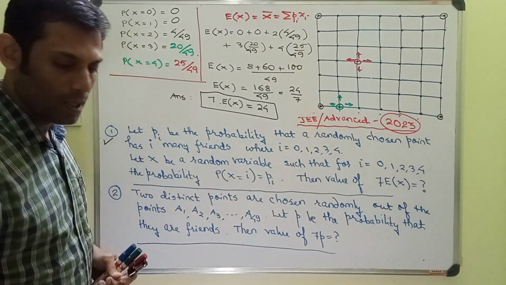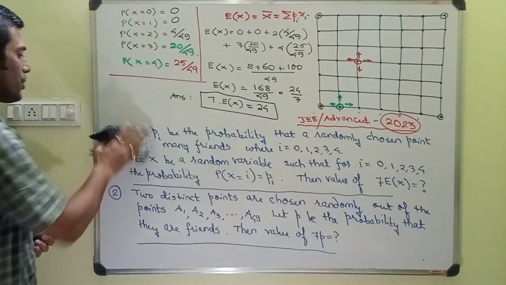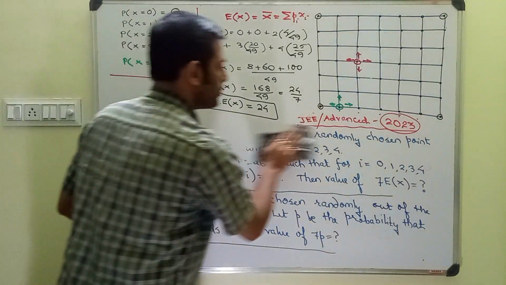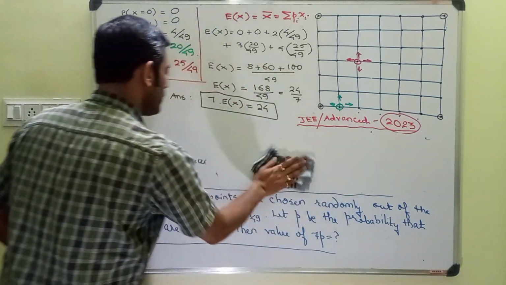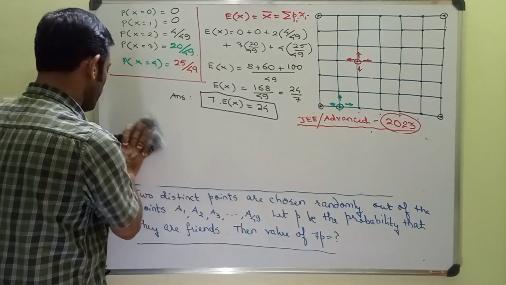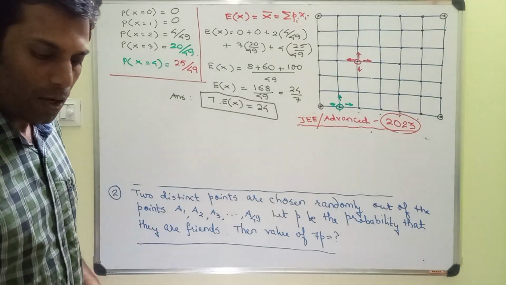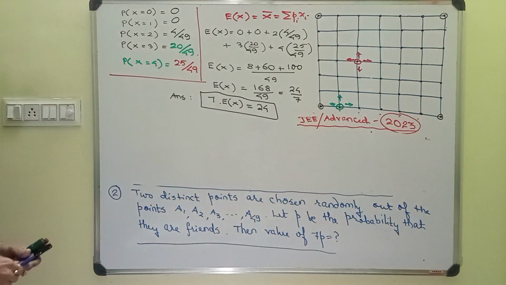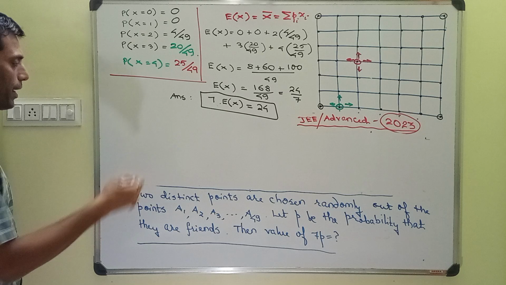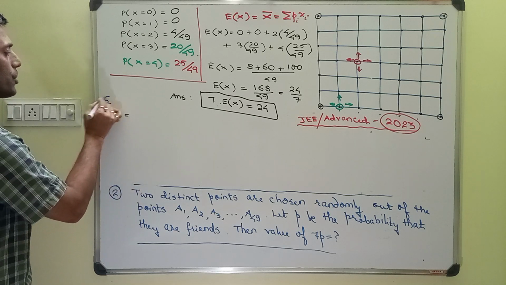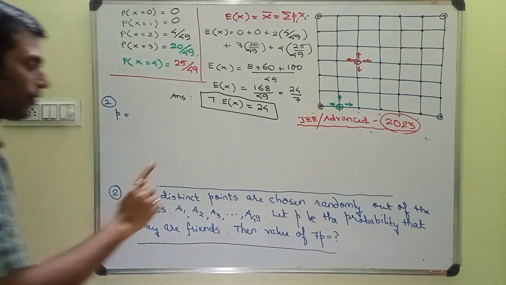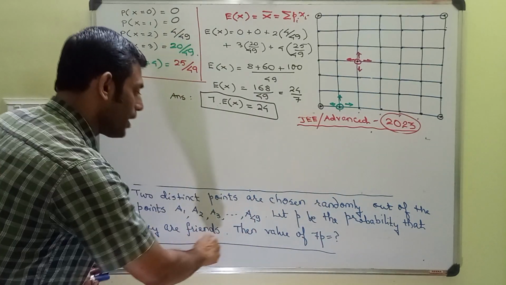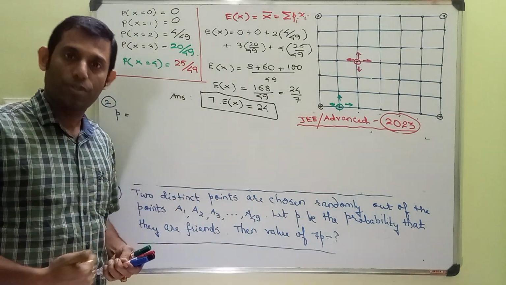The second question. Let's come to the second question solution. In this, the two randomly selected points have to be friends. Now, in how many ways can we select such friends? If P is the probability that they are friends, how many such points can be selected?